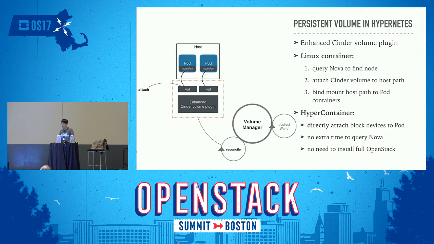The last part is the persistent volume, which is a little bit different from the volume we're using today. In Kubernetes, if you create a volume, it will have two steps. The first step is to attach the volume from your volume provider to the host machine, and then it will bind mount this host path to your container. That's all. That's the Kubernetes volume. But in Hyper, we don't need to do that because the Hyper virtual machine, the pod here, is actually a virtual machine based on a hypervisor. So you can just directly attach a block device to this pod. No need to attach first and bind mount. No need to do that.